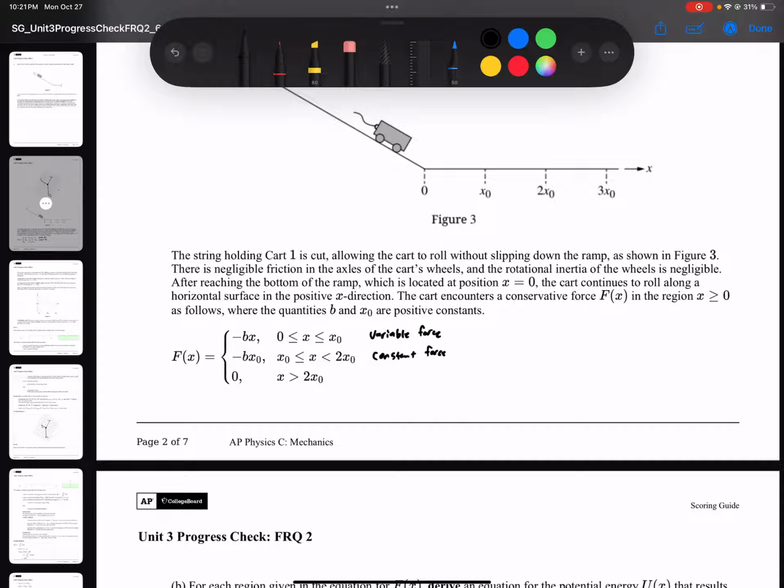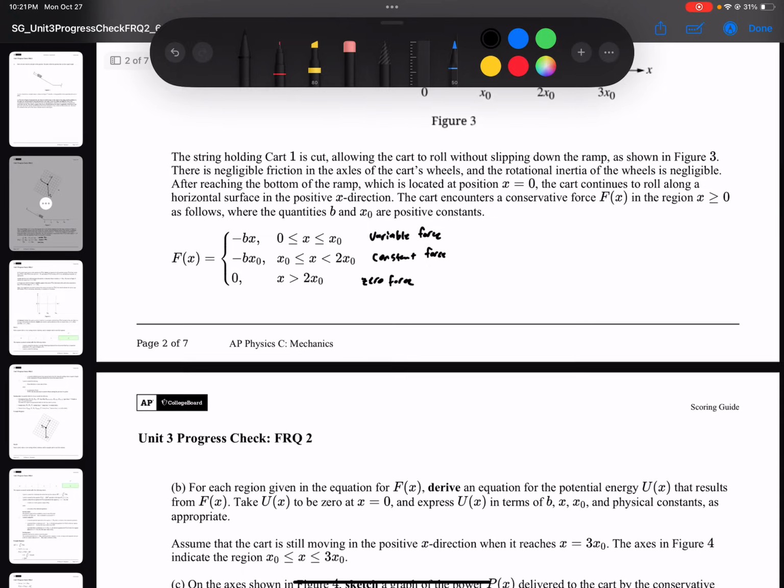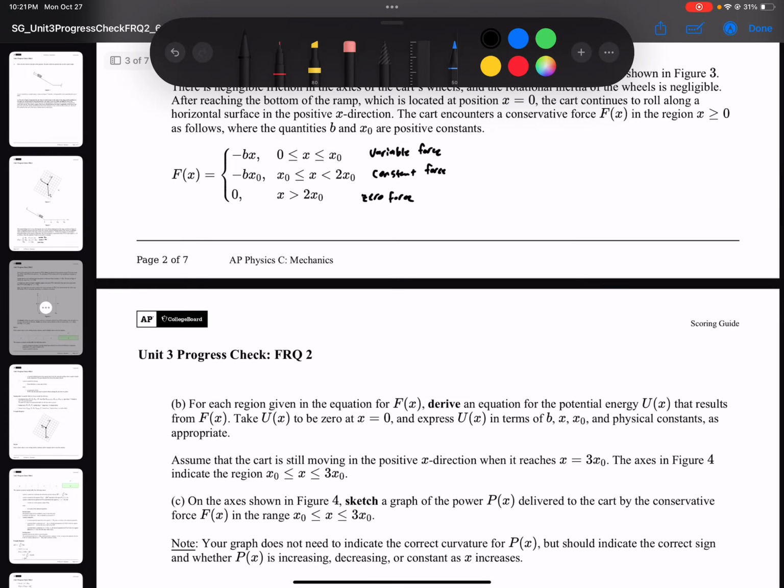This is obviously a wonky kind of situation, but it's just testing to see if you understand how the conservative force connects with the potential energy. And then the force is zero at the very end. So it starts off like a spring, and then it's like gravity, and then there's no conservative force. What's important is being able to perform the integral.